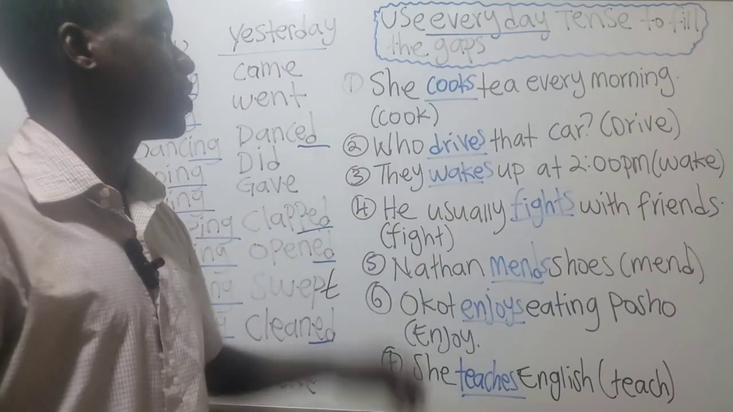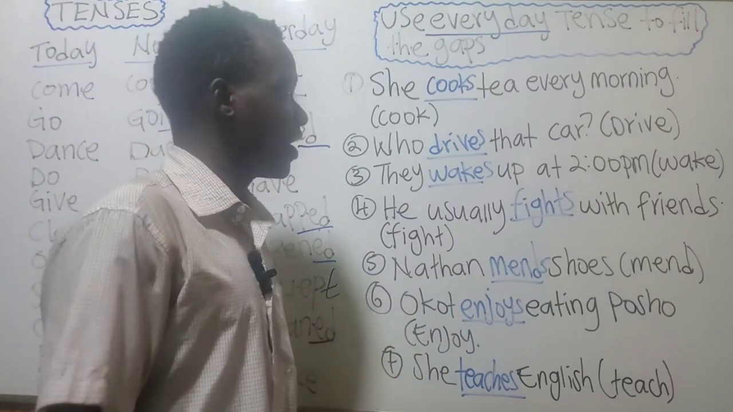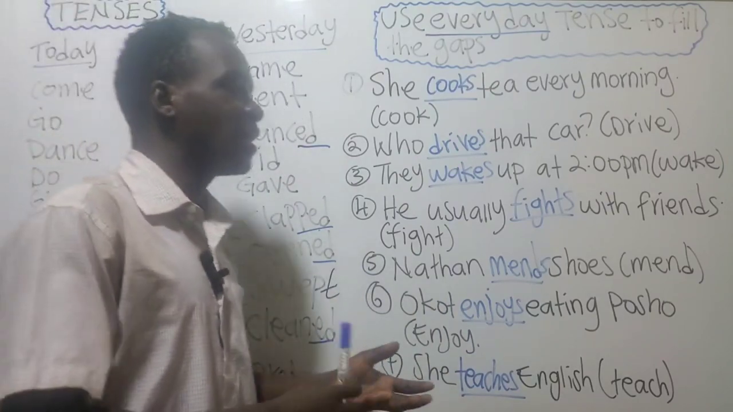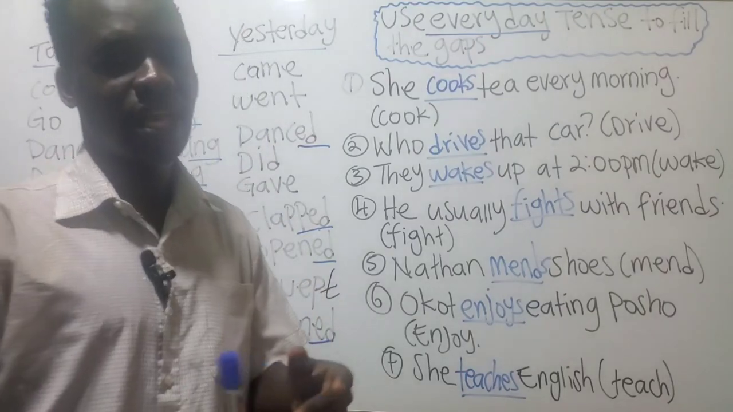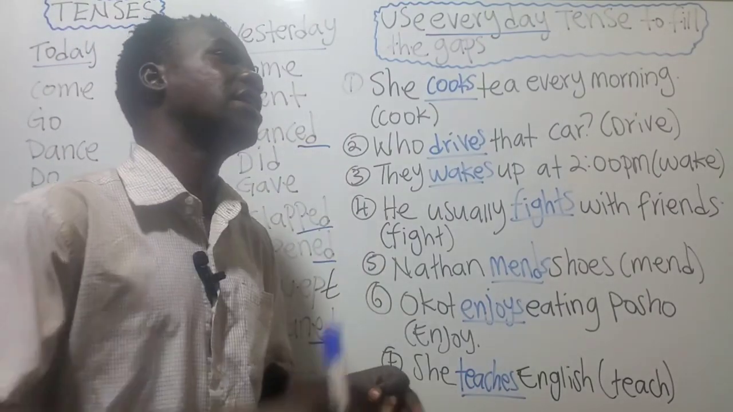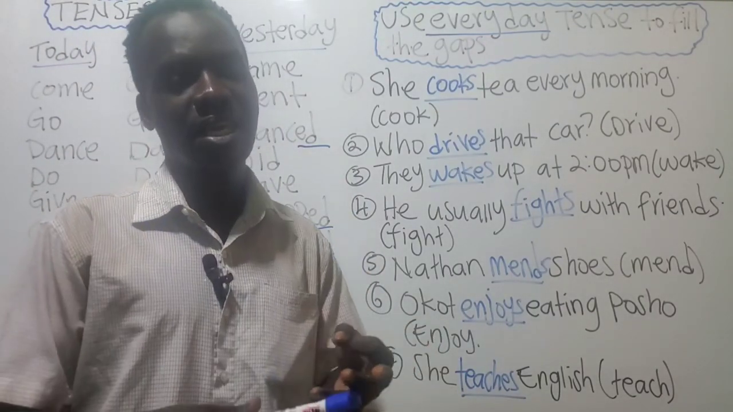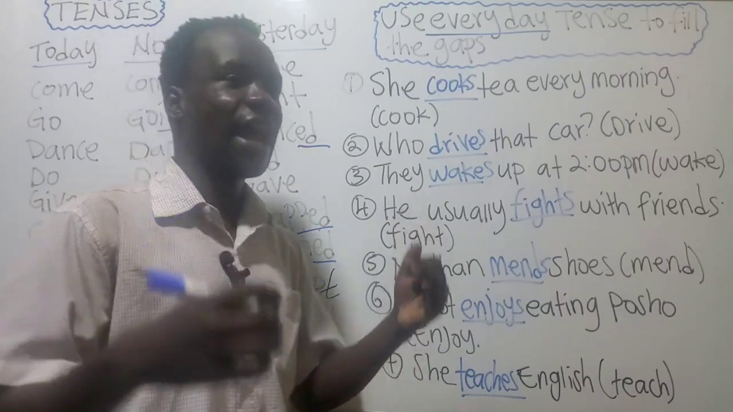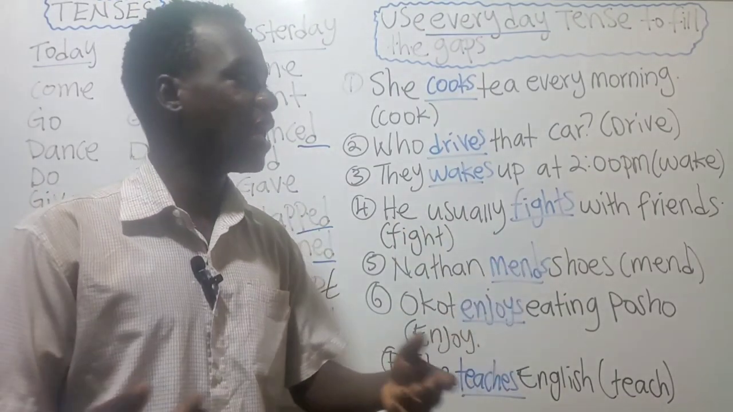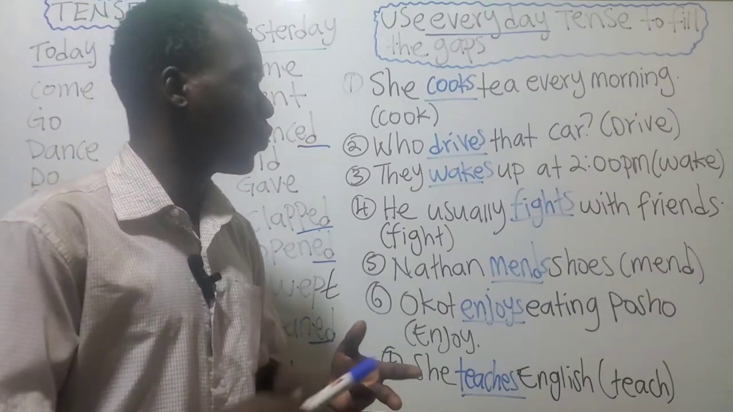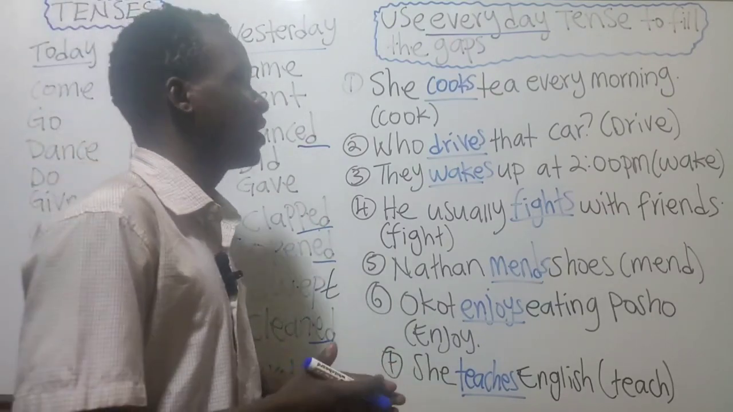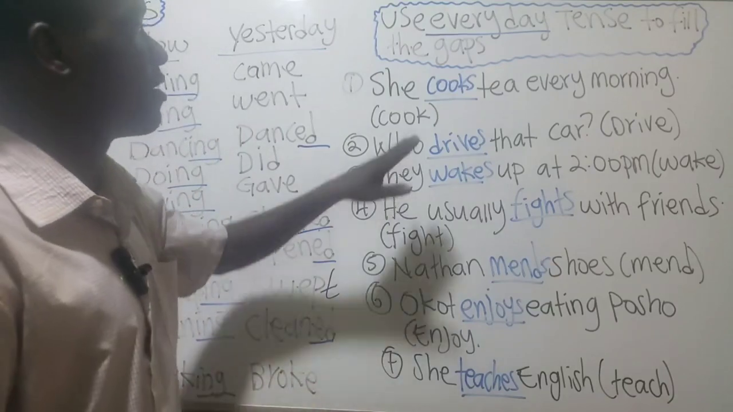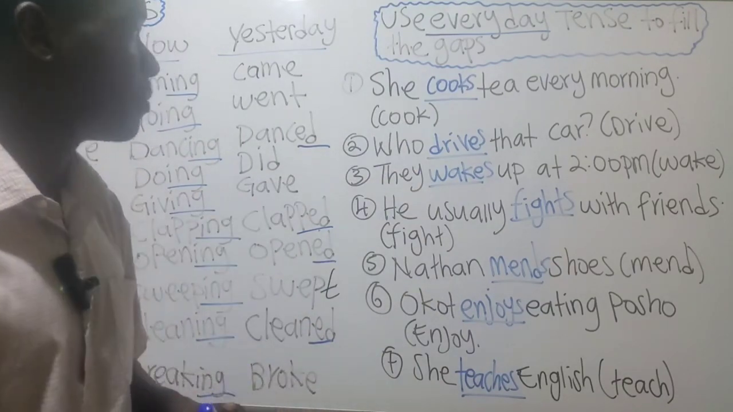She cooks. Why do you add S or ES? The pronouns like he, she, and it take ES or S, and then I, you, we, they don't take anything. The verb remains the same.